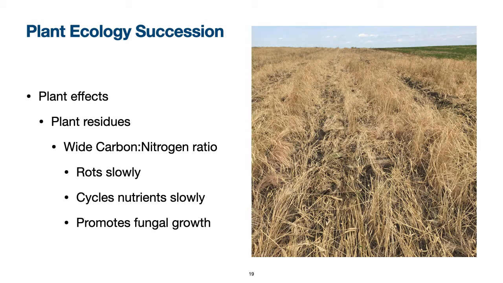When we start dealing with a wide carbon to nitrogen ratio, so low protein, a lot of carbon and a little bit of nitrogen, that residue is going to rot slower. So that's going to give us that soil armor. It's going to cycle nutrients slower, so that's going to tie up some of those nutrients, but it's also going to help promote some fungal growth.